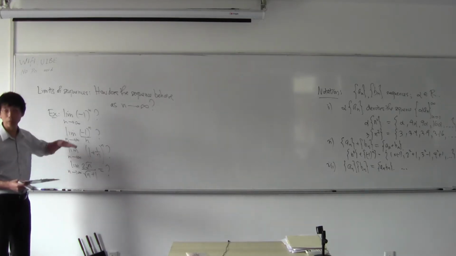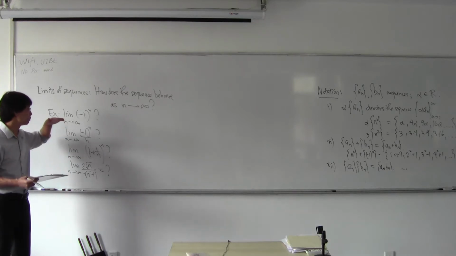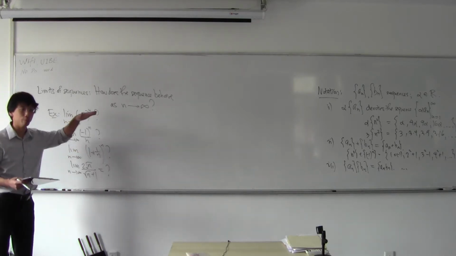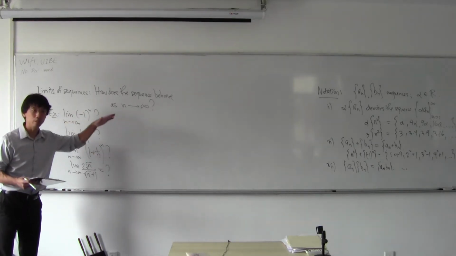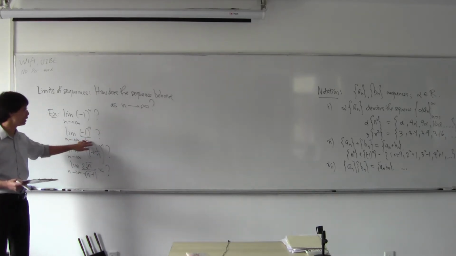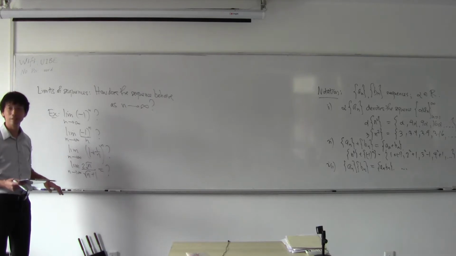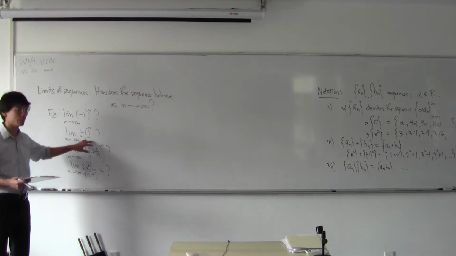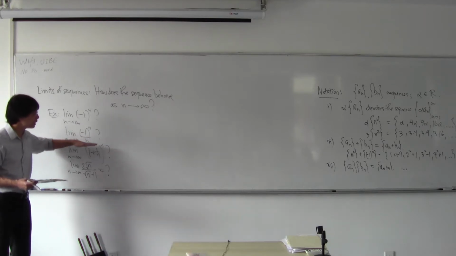It'll bounce back between 1 and -1. It'll be -1, 1, -1, 1, -1, 1. So it bounces back and forth. Okay, what about this one? -1 to the n over n. Okay, some people are saying 0. Yeah, 0 is right. But you see what happens.